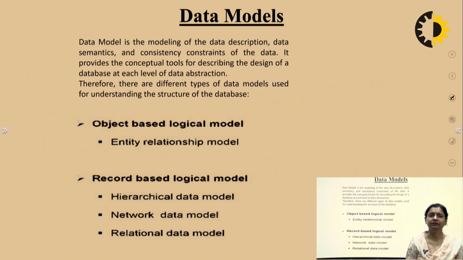There are different types of data models available for describing the data. We have the object-based logical model, which talks about the ER diagrams. Then we have record-based logical models, where we have the hierarchical data model, the network data model, and the relational data model. The data model that we'll be discussing today is the relational data model.